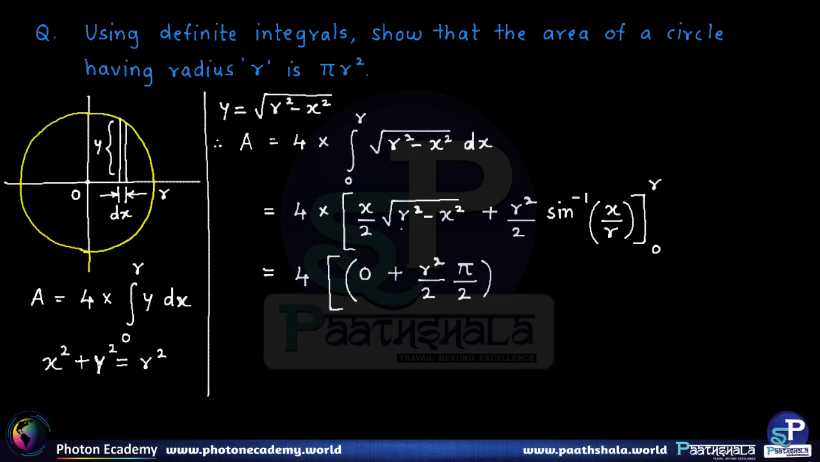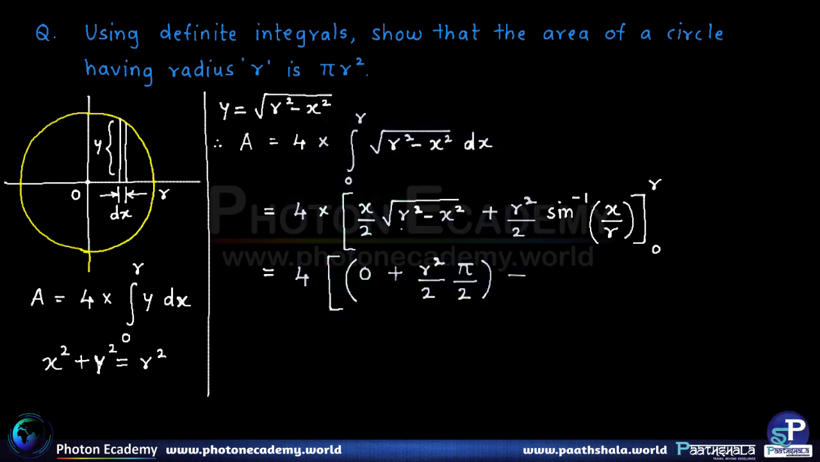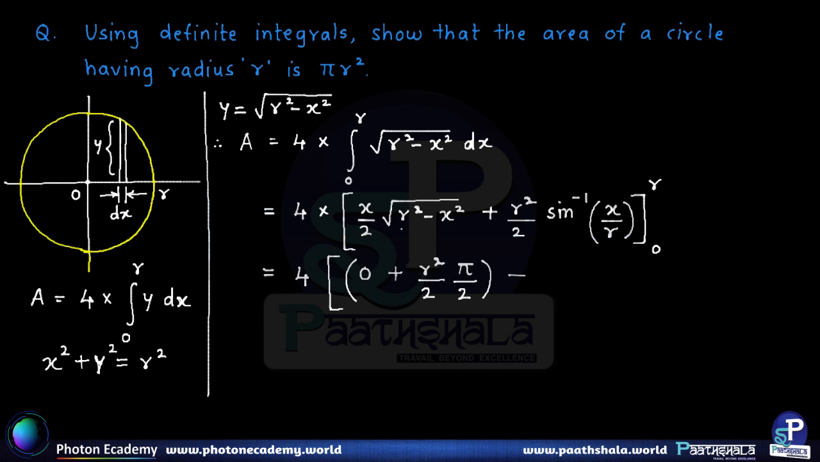Now from it we have to subtract the expression that we get by putting the lower limit. When we put x as 0, the first term becomes 0 simply because we have x by 2 as one of the factors in the first term. And in the second term, we have sine inverse of x upon r. If we put x as 0, x upon r gives us 0, and sine inverse of 0 is nothing but 0. So by putting x as 0, the entire expression becomes 0.